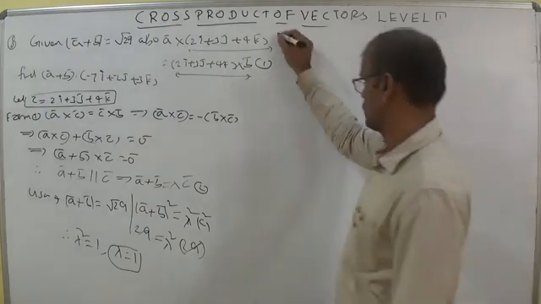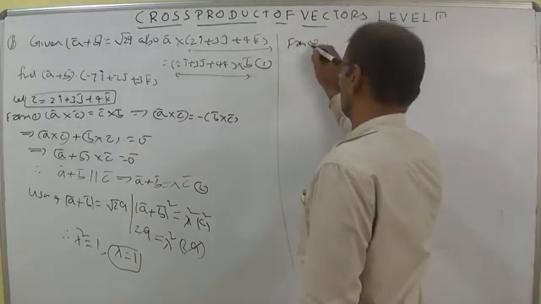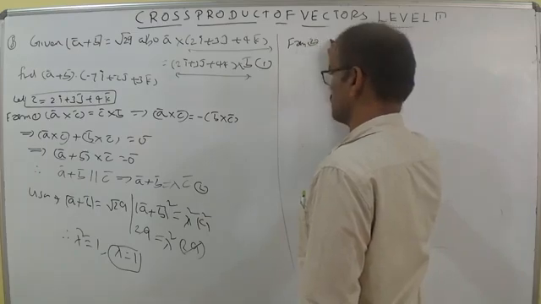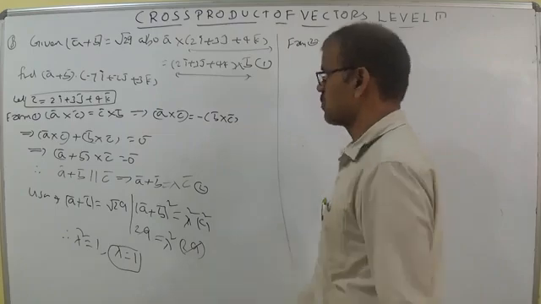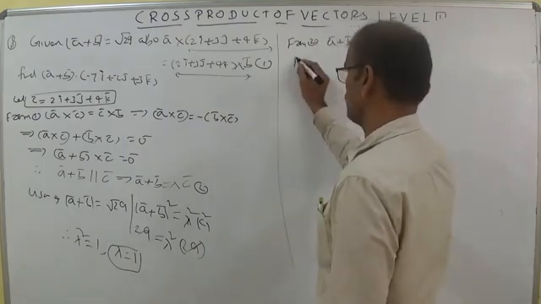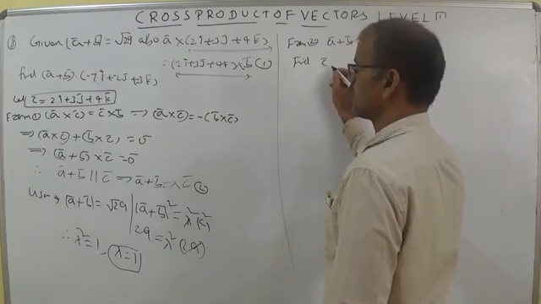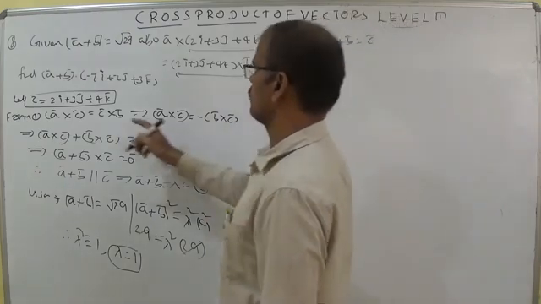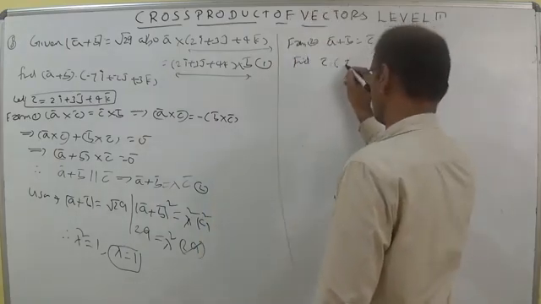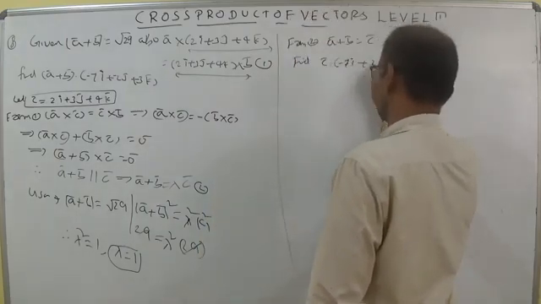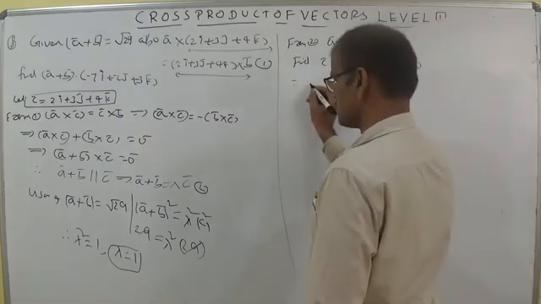From 2 I am writing here: from 2 you can say that A bar plus B bar is equal to C bar, because lambda is equal to 1. Now I am writing, find C bar dot A plus B dot minus 7i plus 2j plus 3k.